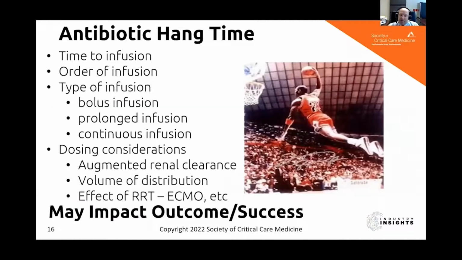And the antibiotic decision is far from an easy one. You have to decide, when do you want to start your antibiotics, what order, how are you going to infuse your antibiotics, bolus, prolonged infusion, continuous infusion, and what kind of special dosing considerations. So if they have augmented renal clearance, if they have a large volume of distribution, if they're getting some sort of renal replacement therapy, they're on ECMO, all of this may impact the outcome and success. And even the simple decision of, do I start my gram-negative antibiotic first or my gram-positive, may have implications. If you choose the wrong first antibiotics, you are delaying the time to your appropriate antibiotic therapy.